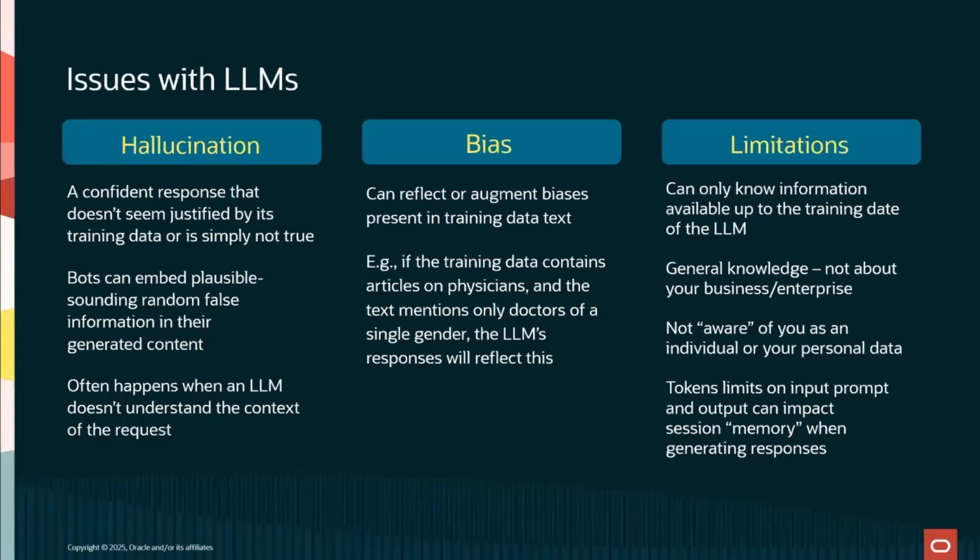Now, as you may have experienced, LLMs are not without their issues, which can include things like hallucination, bias, and other limitations. Hallucinations occur when LLMs produce a confident response that seems reasonable, but is simply not true. And this might happen when the LLM doesn't have enough context or hasn't been trained on material relevant to what is being requested in the prompt.